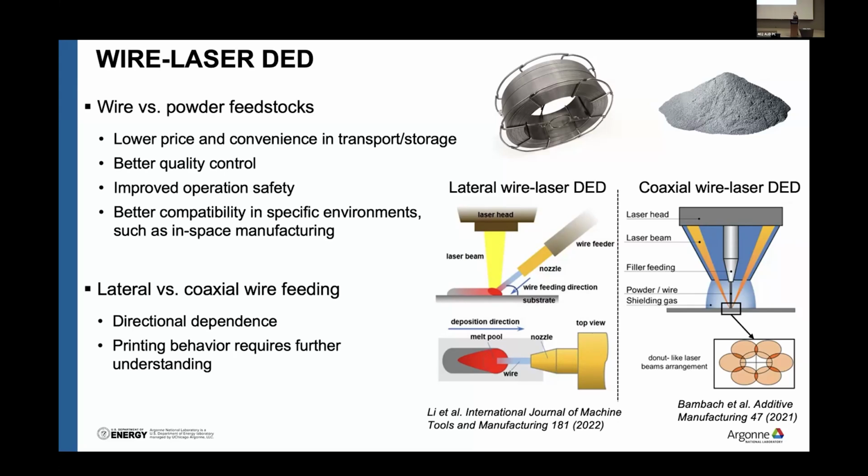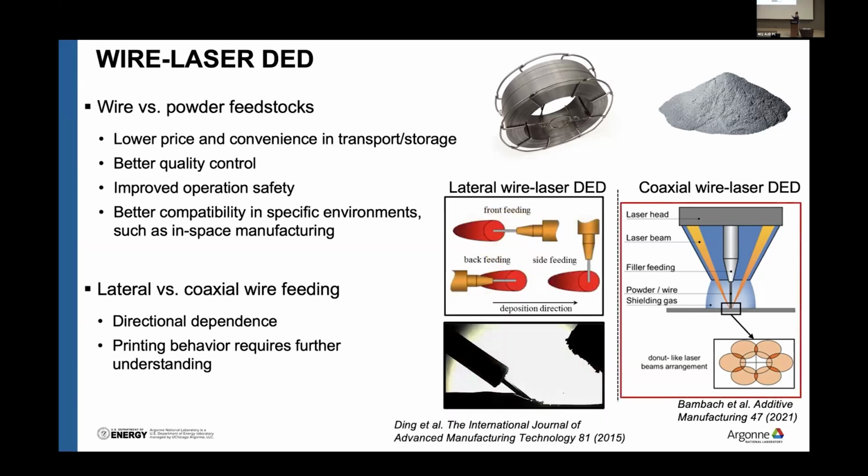The first generation of wire-based directed energy deposition was developed with a lateral configuration, as sketched over there. In the first generation DED system, the laser deposition head irradiates the laser perpendicular to the substrate, and a wire feeder constantly feeds the wire from one side of the deposition head. But this type of design has a very big issue: it shows a strong directional dependence, which means that if you print the sample along different directions, you may get quite different printing quality and different microstructures.